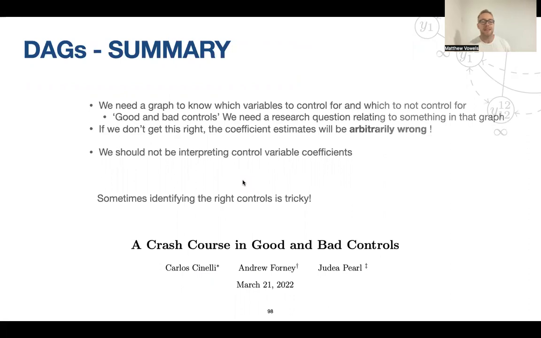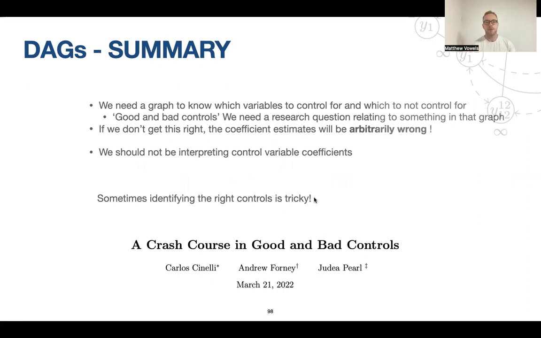And if we don't get this right, the coefficient estimates will be arbitrarily wrong. We've already seen that in certain situations with certain structures, if we include a control variable, we may reverse a sign, we may bias a sign arbitrarily. And so we can get some very meaningful results or some very meaningless results. So we really need to know which variables to control for. Furthermore, we shouldn't be interpreting the control variable coefficients. They're there to facilitate the estimation of a different quantity. So it might be tempting, but in all cases, will it be valid? And sometimes identifying the right control variables is quite tricky, and it really depends on the correctness of the graph as well. We'll talk more about that again in later sections.